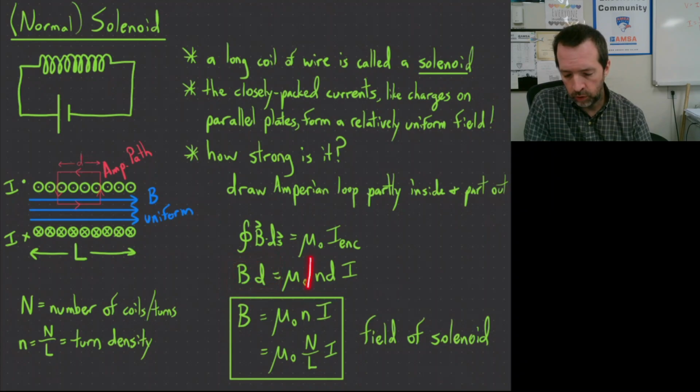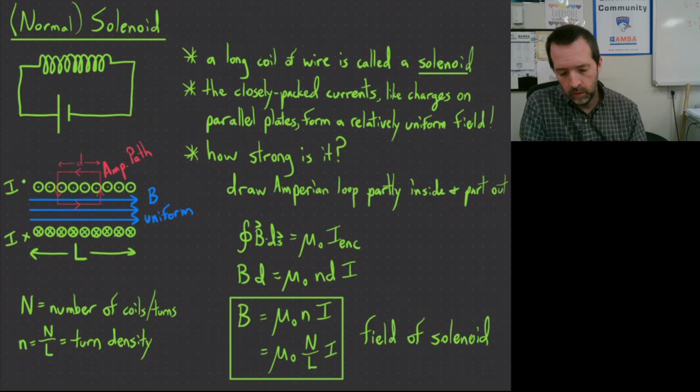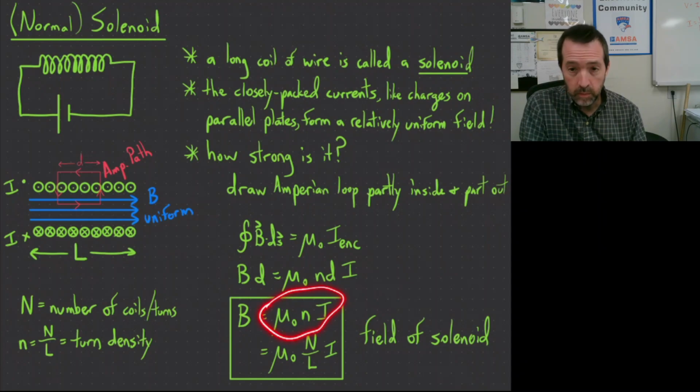And then the enclosed current is the current of a single wire, which I named I, times the number of wires. And the number of wires inside the loop is little n times d. Again, little n is number of turns per length, so I multiply that by the length d. That tells me how many. So the magnetic field of the solenoid you can write as either mu naught times little n times I, or as mu naught big N over L times I. Those are both fine.